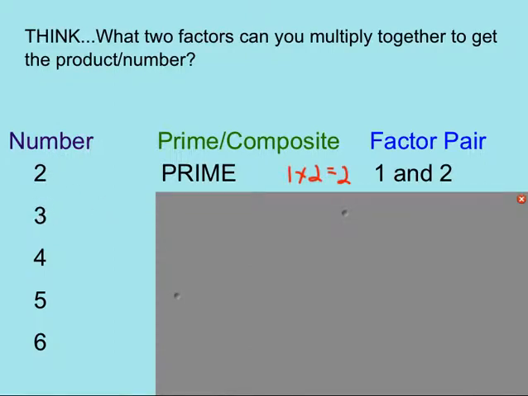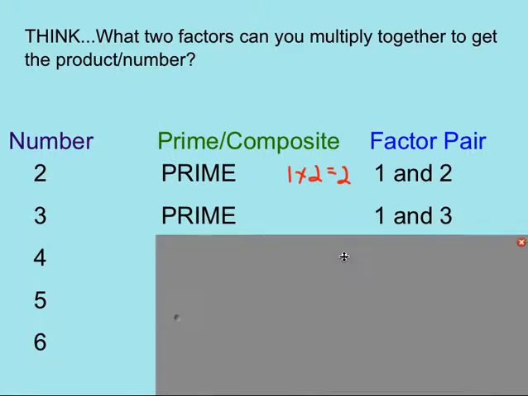Let's take a look at the number 3, prime or composite. So think about what 2 factors can you multiply together to get 3. It's going to be prime because the only factor pair it has are the numbers 1 and 3. So the only way you can get the number 3 with multiplying whole numbers is to use 1 times 3 or 3 times 1.